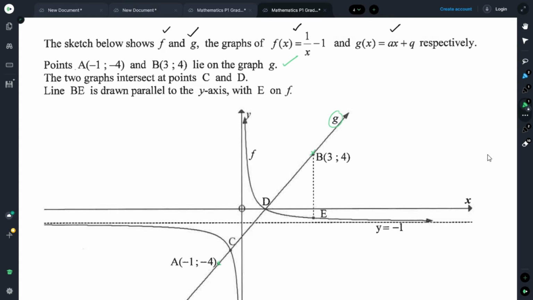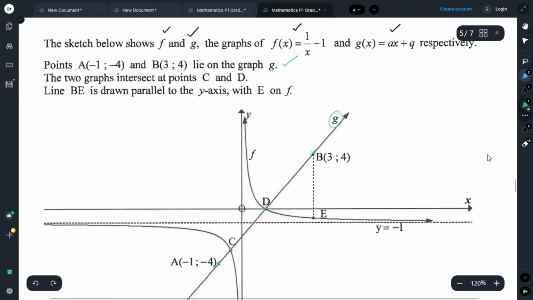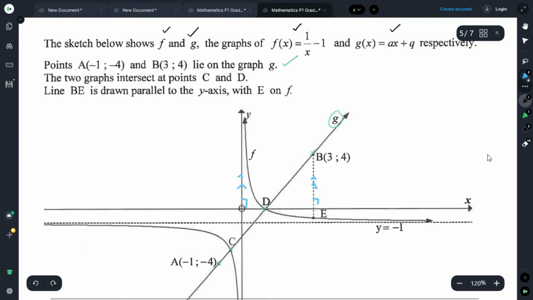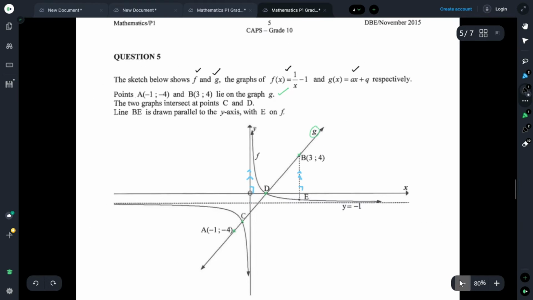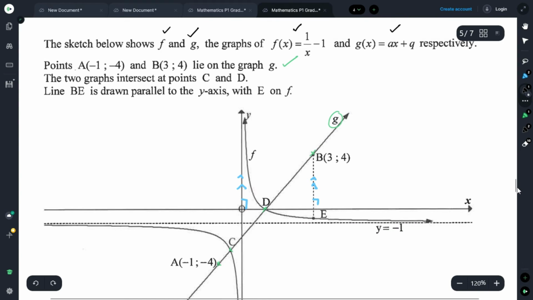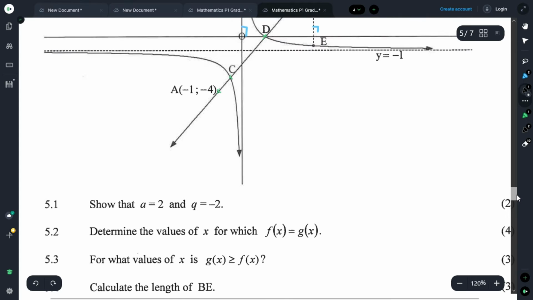So they intersect at C and D, right? Line BE is drawn parallel to the y-axis with E on f. So those two lines, BE and the y-axis, are parallel to each other, and they form 90 degrees. BE forms 90 degrees with the x-axis. It's very important that we make notes of this critical information, right? So let's go to the first question.